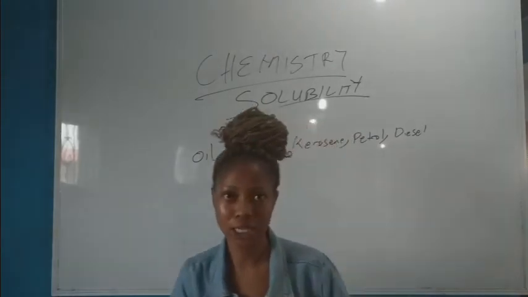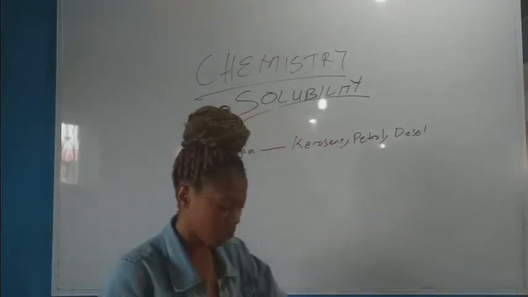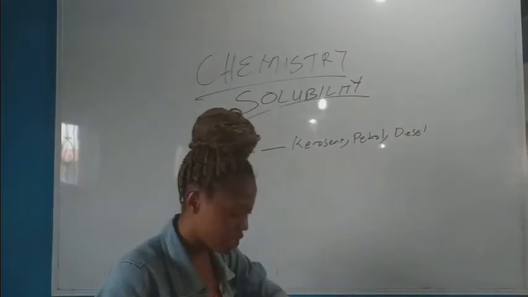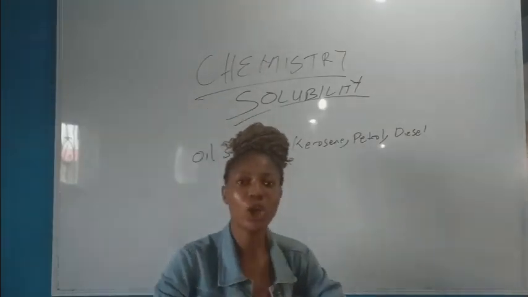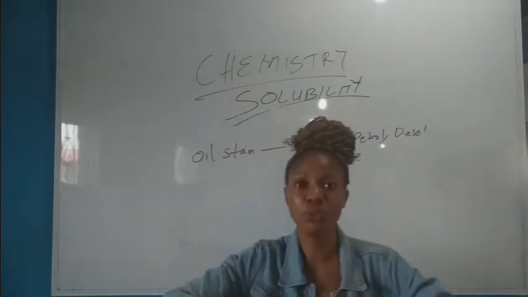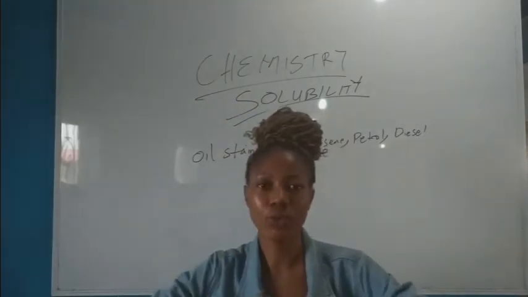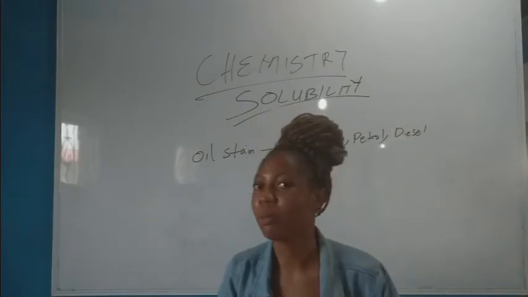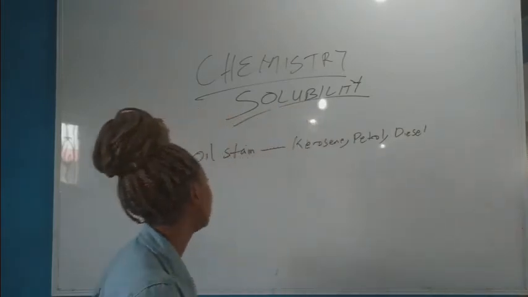I hope you understand it. When you have an oil stain on your clothes, the oil is concentrated on that part, but when kerosene or petrol is added, it will make the oil stain begin to spread. It starts having a large surface area. So when it starts spreading, the stain starts to disappear. That is what it is about oil stain.